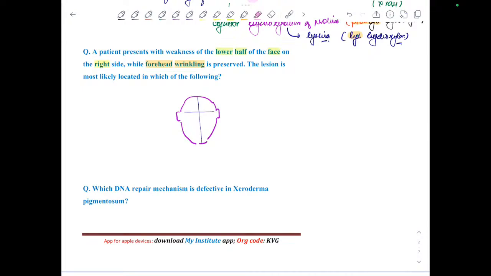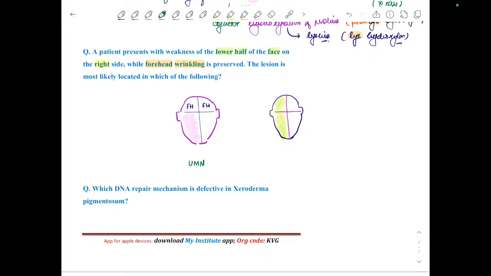Now here there are two scenarios. If there is only involvement of the lower half of the face, or the other scenario can be, again you will divide it like this, okay. The other scenario can be this, like this one. So complete one half, wherein this is forehead, right. So if there is any question about forehead sparing and only the lower part of the face paralyzed, this is upper motor neuron type of lesion.